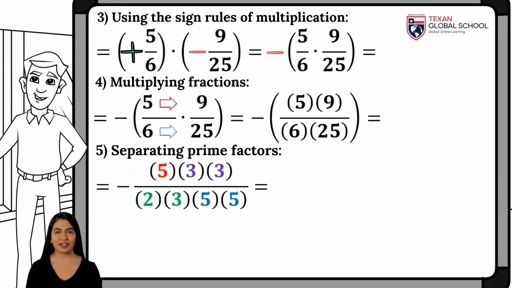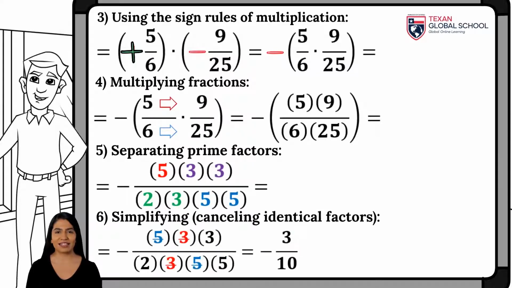We then separate prime factors. The prime factors of 9 are 3 and 3. The prime factors of 6 are 2 and 3. The prime factors of 25 are 5 and 5. We cancel identical factors, 5 with 5 and 3 with 3, thus obtaining -3/10.